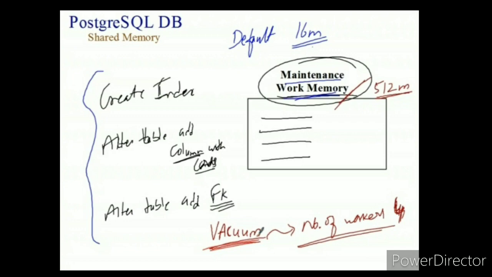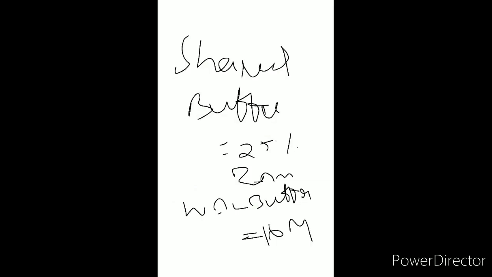For the shared buffer, the default parameter is shared_buffers. The shared buffer size is a maximum of 25% of the RAM size. WAL buffer default size is 64 KB, and maintenance work memory is allocated depending upon the environment.